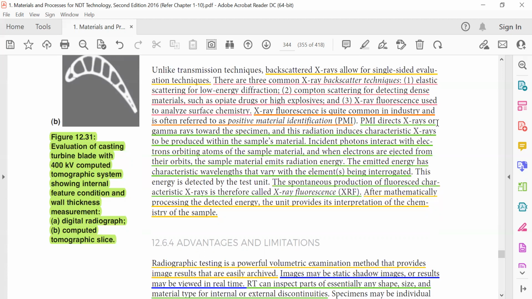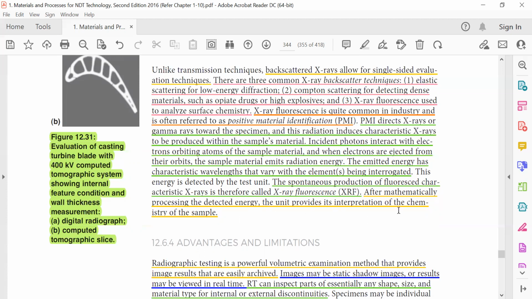X-ray fluorescence is quite common in the industry and is often referred to as positive material identification (PMI). PMI directs X-rays or gamma rays towards the sample, and this radiation induces characteristic X-rays to be produced within the sample's material. Incident photons interact with the electrons orbiting atoms in the sample material. When electrons are ejected from their orbit, the sample material emits radiation energy. This emitted energy has characteristic wavelengths that vary with the elements being interrogated. This energy is detected by the test unit.